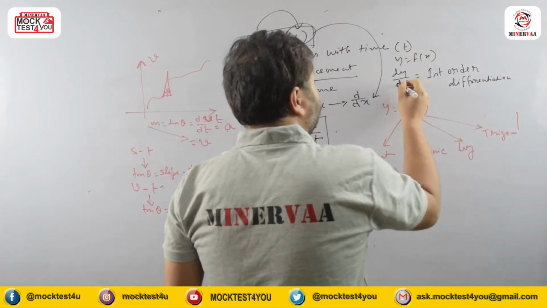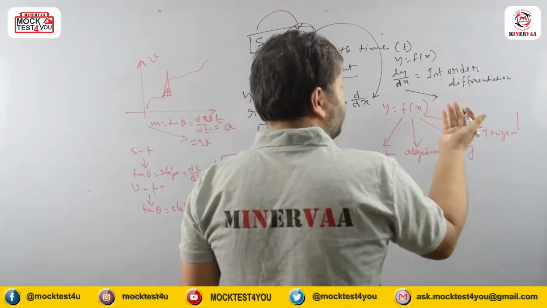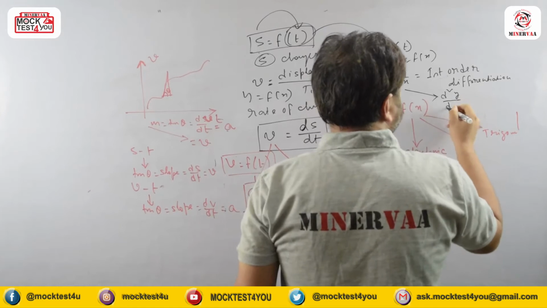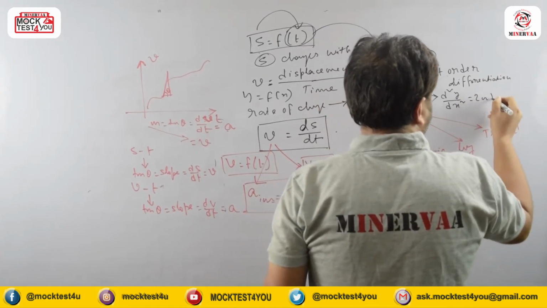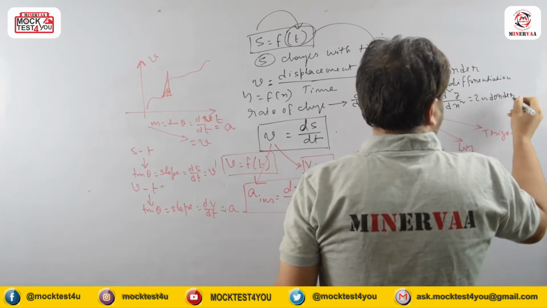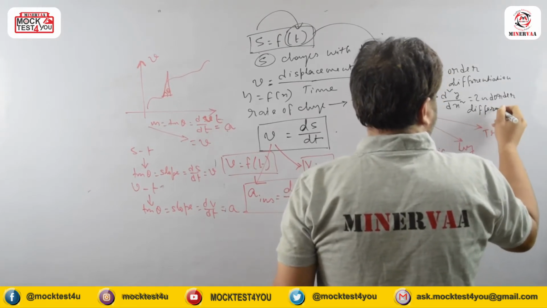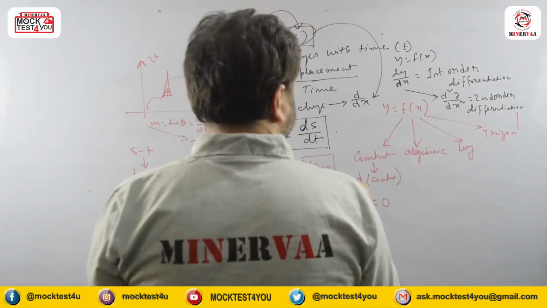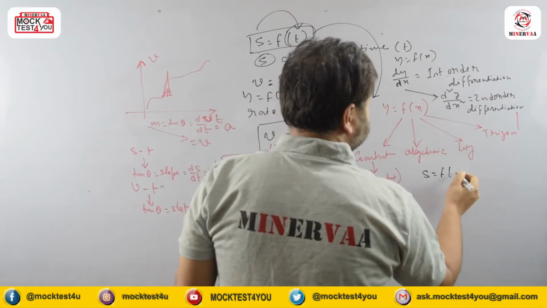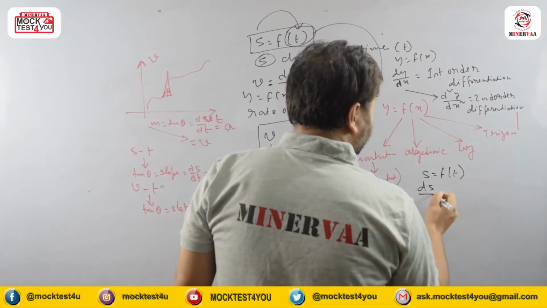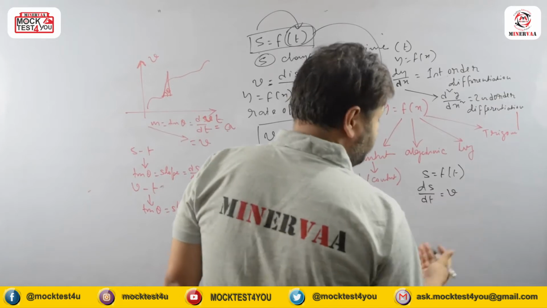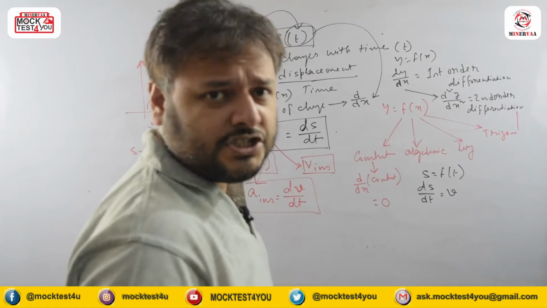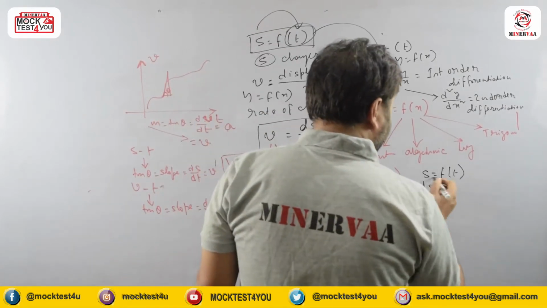And if I again differentiate this, it will be a second order differentiation, and it is represented as d2y by dx square. This is called second order differentiation. And how is it relevant in physics? Suppose I have written that displacement is a function of time. So if I write ds/dt, that you can write as v. That is the first order differentiation of displacement, which you can write as velocity.